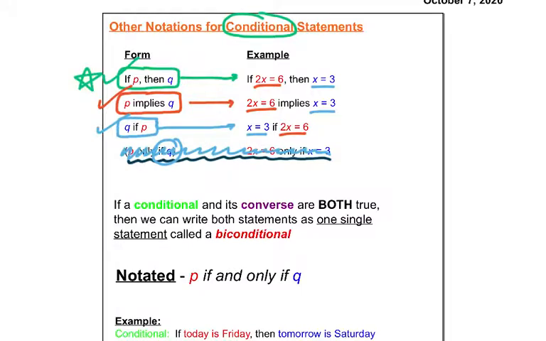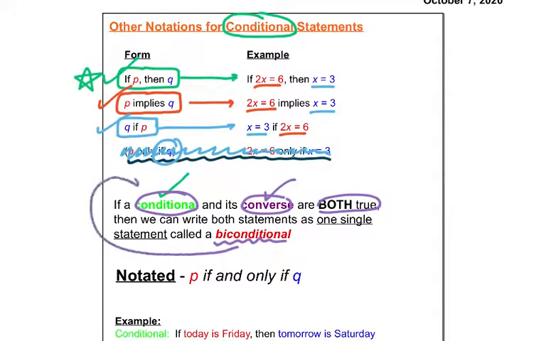That's the most popular. So back to conditionals and converses being true. If a conditional, an original if-then, and its converse are both true, we can combine them. We can put them into a single sentence that uses both the conditional and the converse together. And we call that a biconditional. A biconditional is a statement that's a combination of its conditional and its converse. But it can only happen if they're both true. If they're not both true, we cannot make a biconditional.